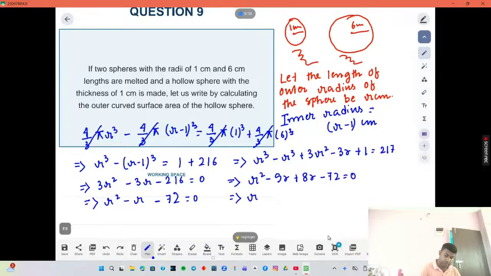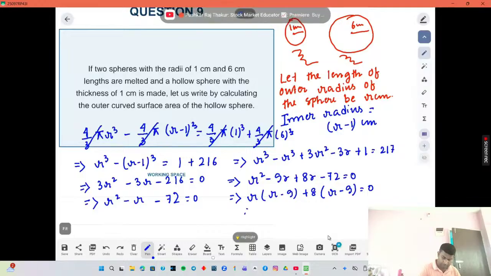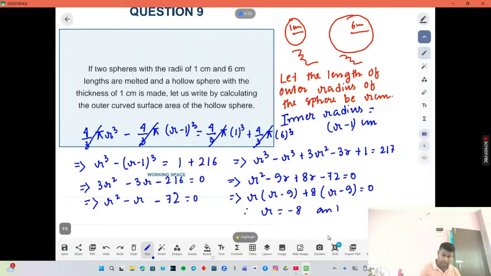r minus 9 is equal to 0. Therefore, r is equal to minus 8 and r is equal to 9.